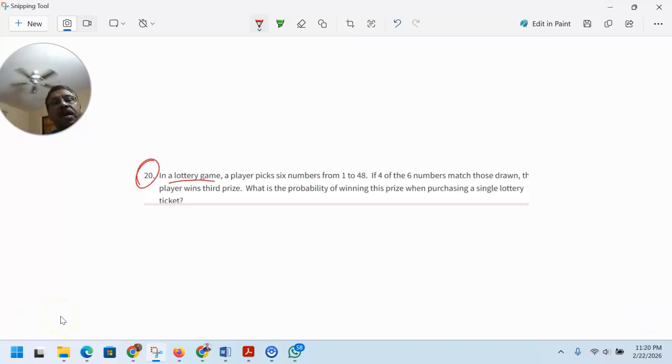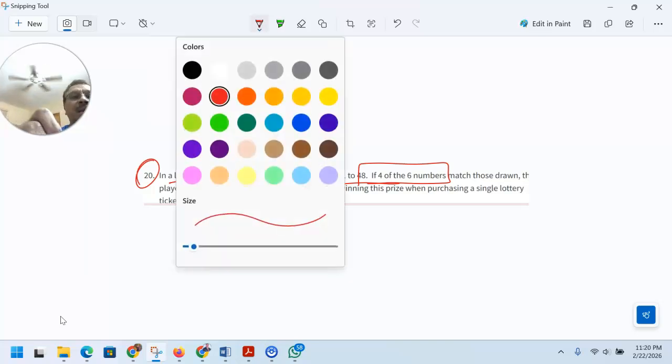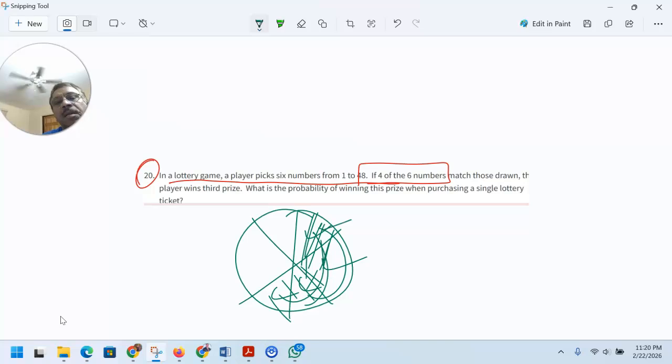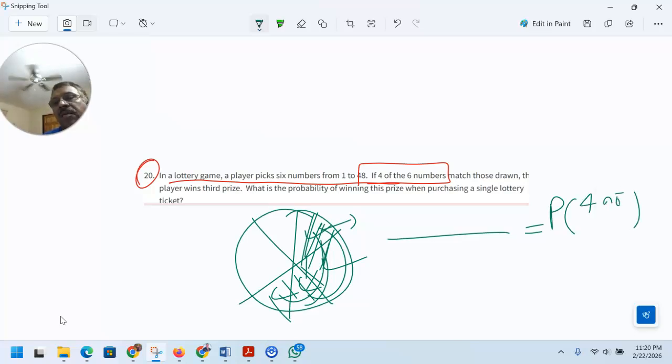It's the same question, but this time they're asking you got four out of six correct. That means if these are the numbers, say like this, he gets one. So this is correct. This is correct. This is correct. So these are the four. So these are correct, meaning he gets four numbers correct. So the probability of four matching numbers, you win the third prize. I think this is the probability of winning this prize, which is the third prize.